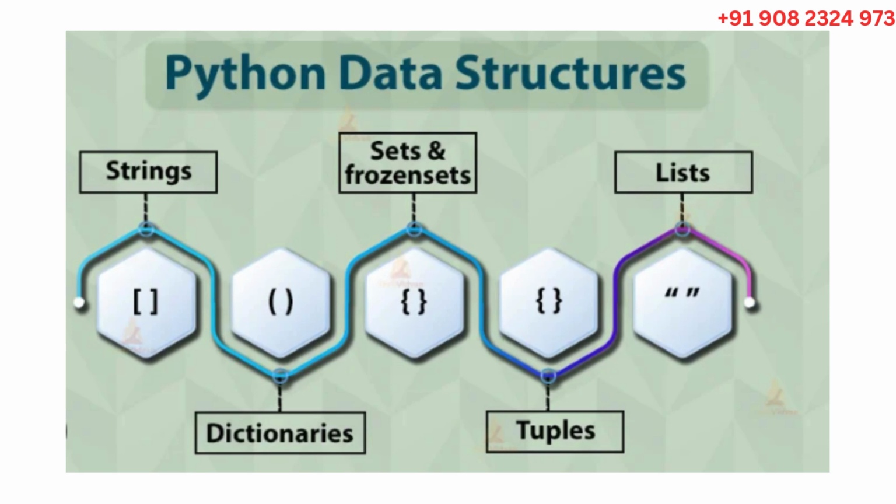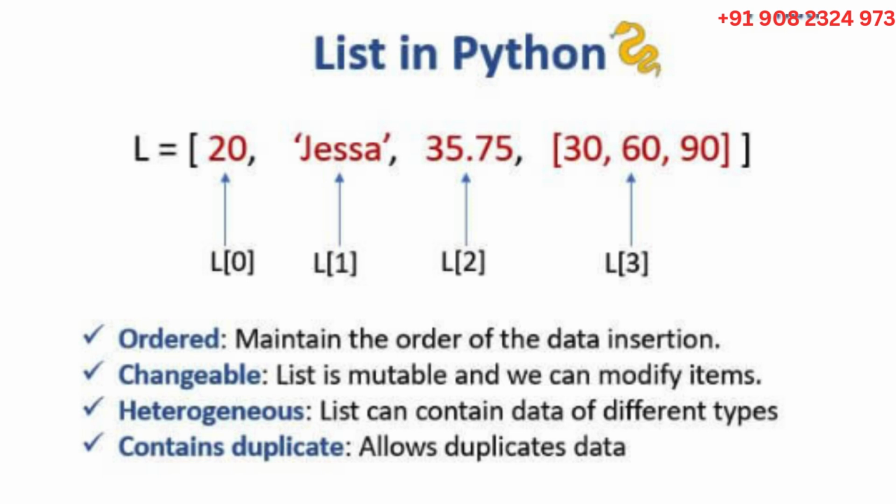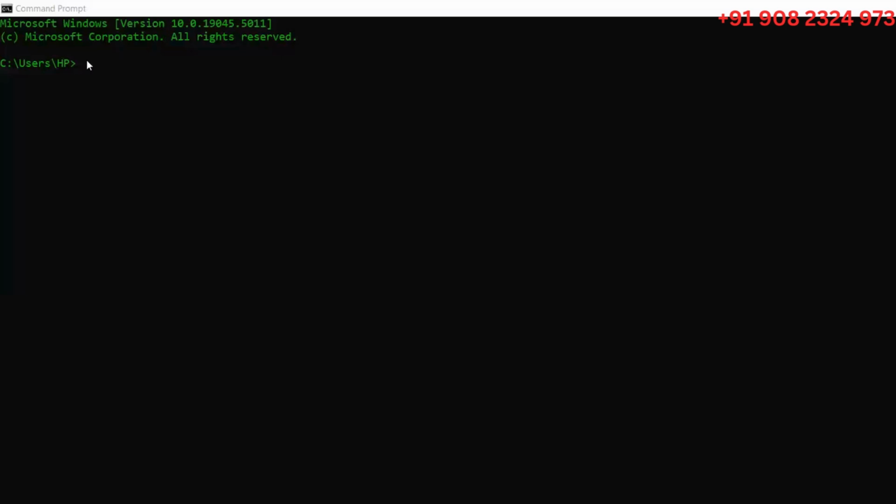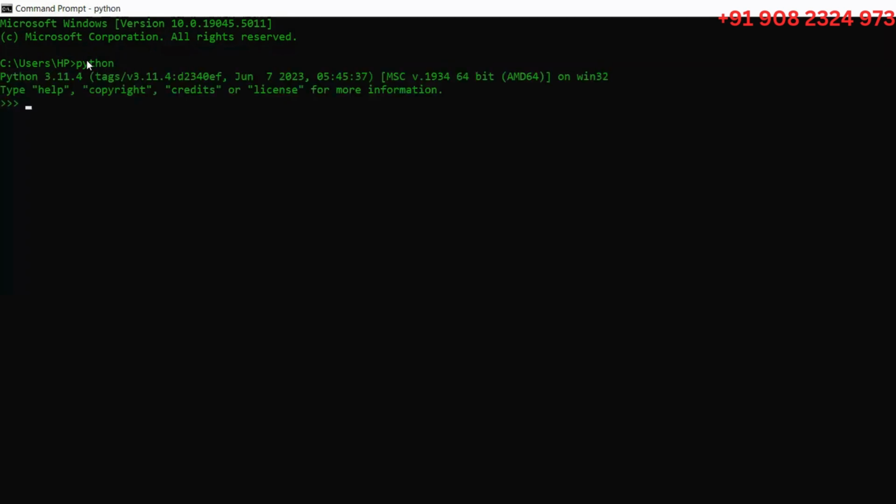Let's start with lists. They're like dynamic arrays that can hold multiple items. Lists are mutable, meaning you can change their contents. Here's an example. fruits = ["apple", "banana", "cherry"]. print(fruits).